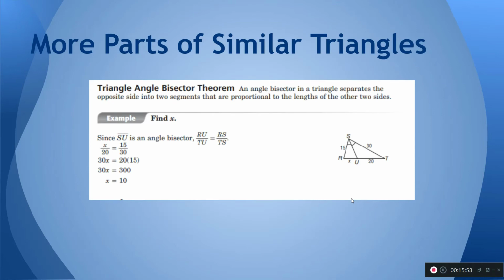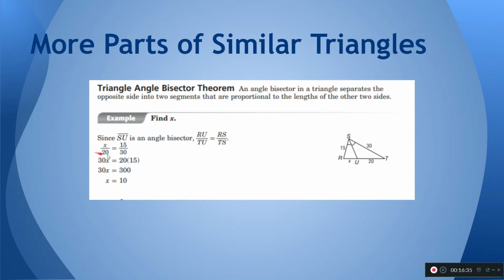The next section is that we're dealing with more parts of similar triangles. And we've got our triangle angle bisector theorem. An angle bisector in a triangle separates the opposite sides into two segments that are proportional to the lengths of the other two sides. So here we've got our angle bisector theorem. Angle bisector right there, the theorem goes that since SU, that's our angle bisector, is an angle bisector, then RU over TU equals RS over TS. So that's our proportion right there.